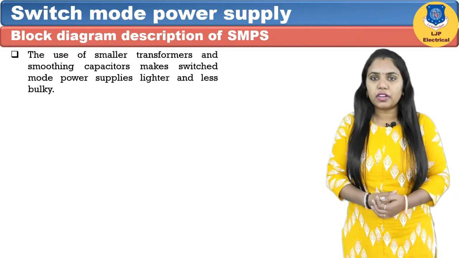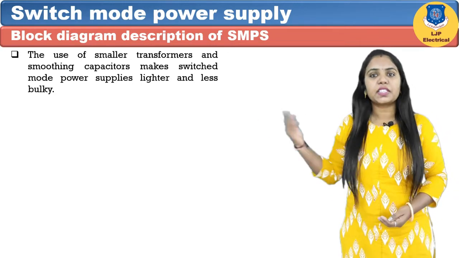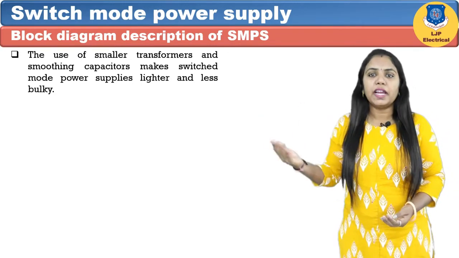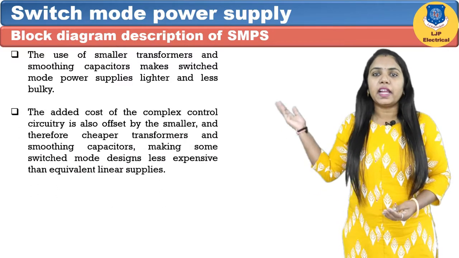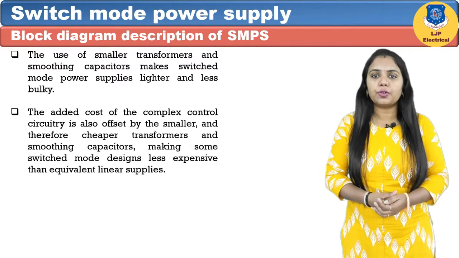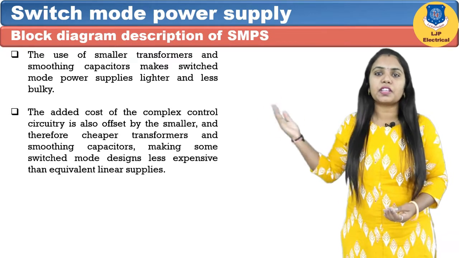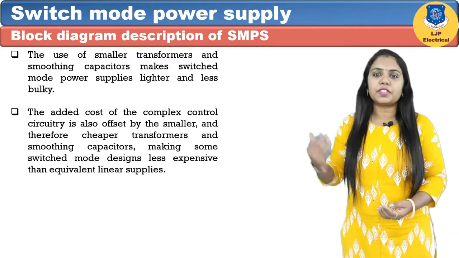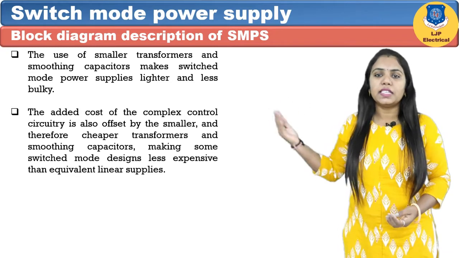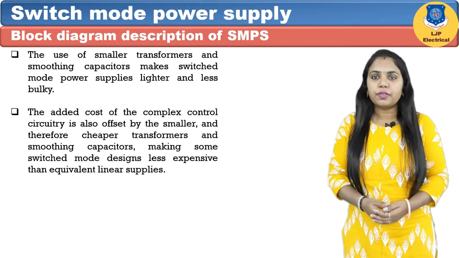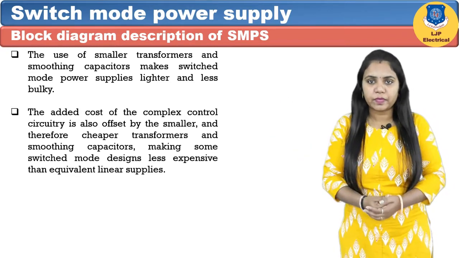The use of a smaller transformer and smoothing capacitor makes the switch mode power supply lighter and less bulky. The added cost of the complex control circuitry is also offset by the smaller and therefore cheaper transformers and smoothing capacitor, making some switch mode designs less expensive than equivalent linear supplies.